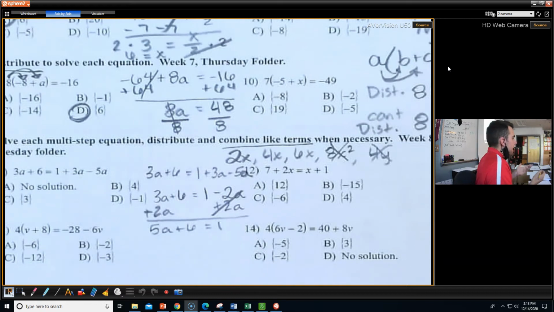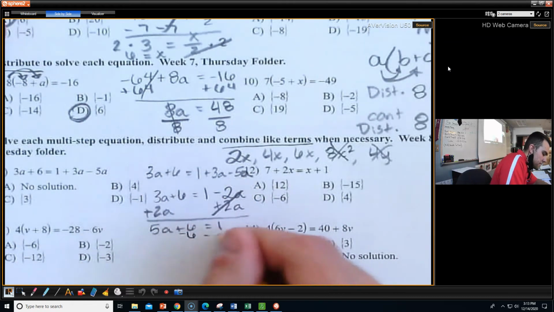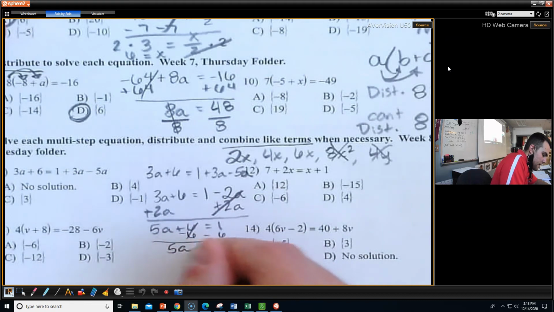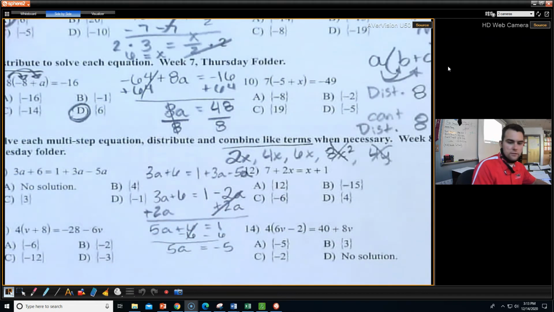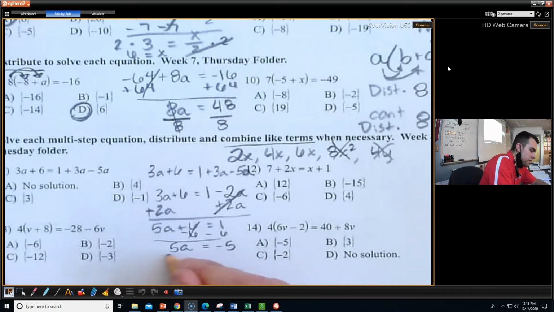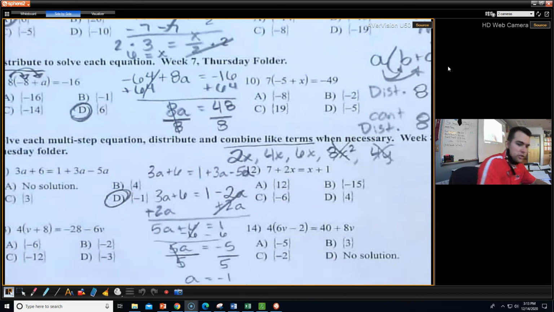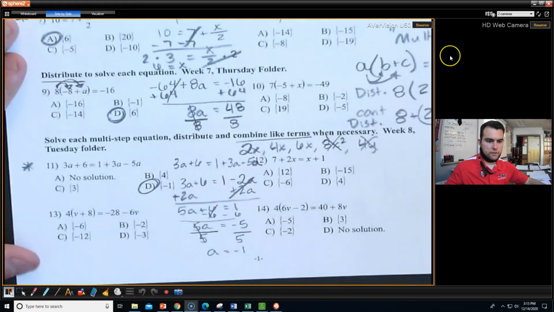And there we go. It's back to another two-step equation. Undo the addition first, then undo the multiplication. So we're going to subtract 6 from both sides. And then I'm going to undo the times 5 by dividing both sides by 5. So a is going to equal negative 1. So you should get letter D. Okay.